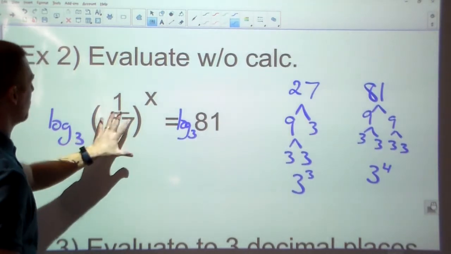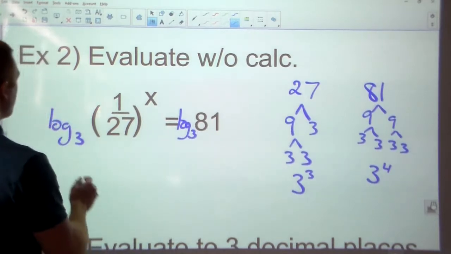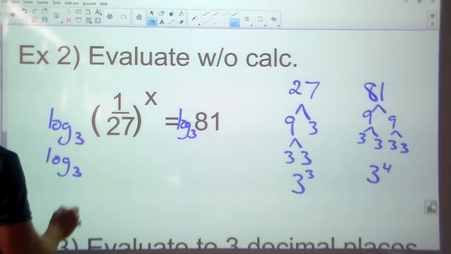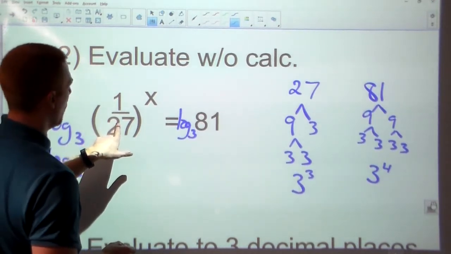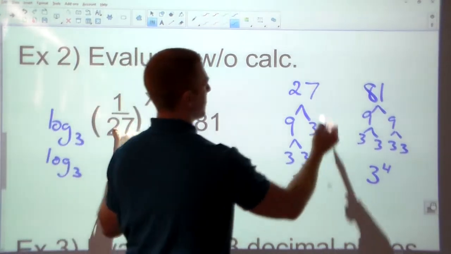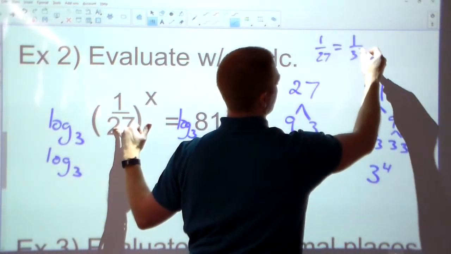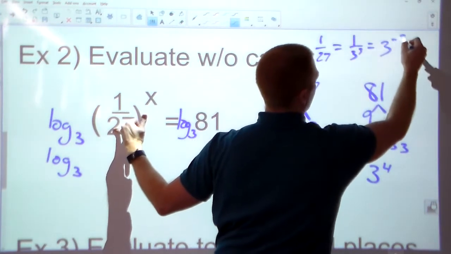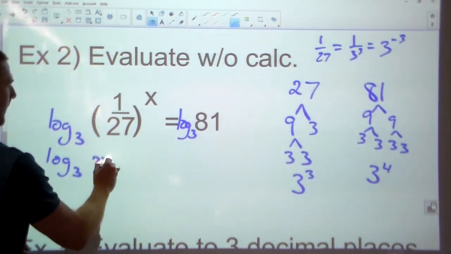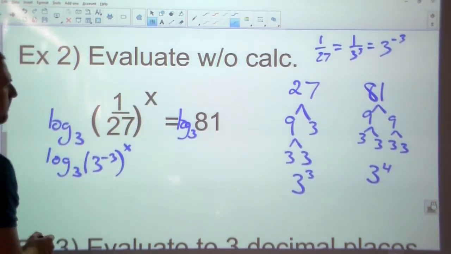So we're going to do log base 3 of (1/27)^x, and log base 3 of 81. So log base 3 of 1 over 27. Well, for that, I would recommend that we rewrite 1 over 27. If we know that 27 is 3 cubed, then 1 over 27 is 1 over 3 cubed. And that can be rewritten as 3 to the negative 3. So 1 over 27 is 3 to the negative 3 power. And of course, all that was still raised to the x.